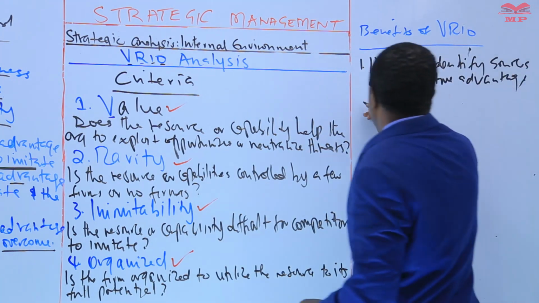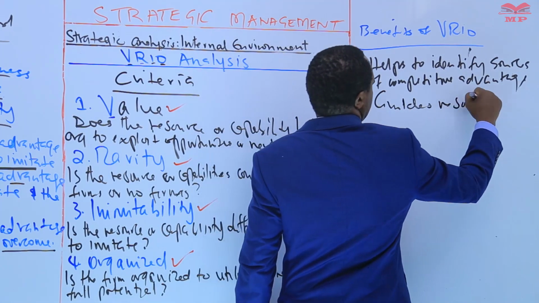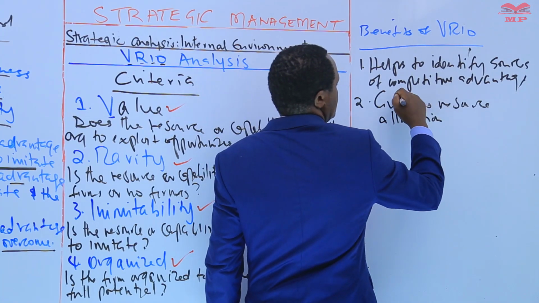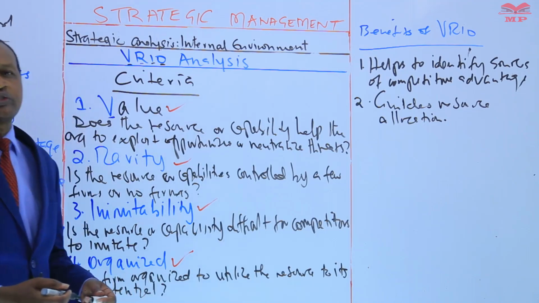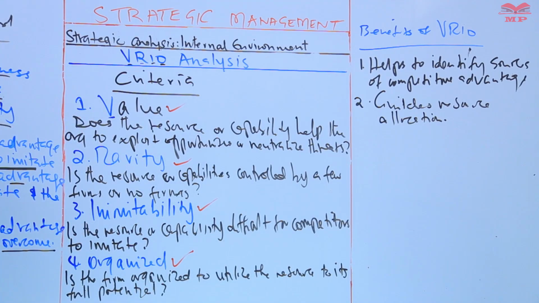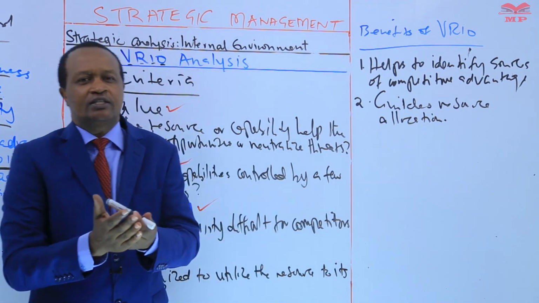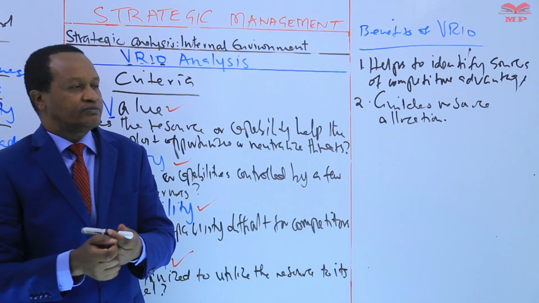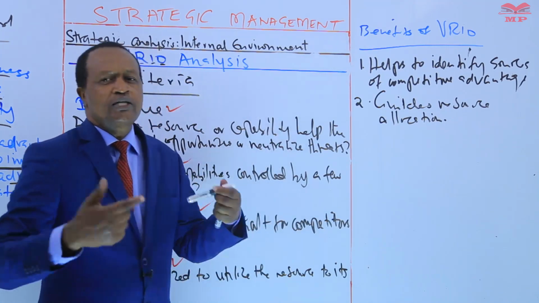2, it guides resource allocation. VRIO analysis guides resource allocation, providing insights on where to invest resources in order to strengthen and develop key resources and capabilities. It helps in guiding resource allocation.